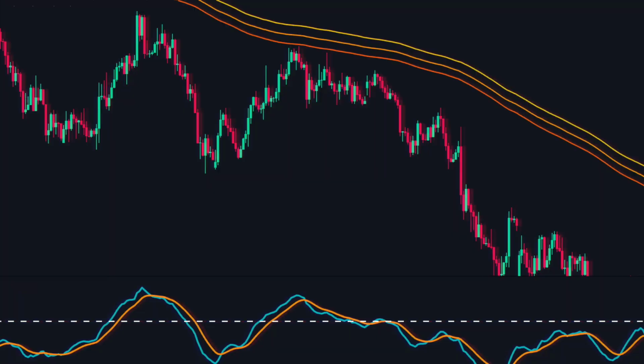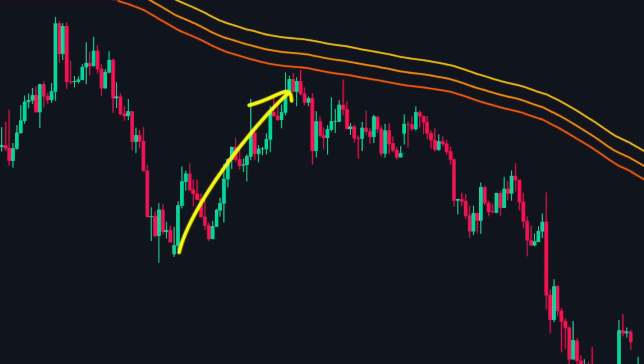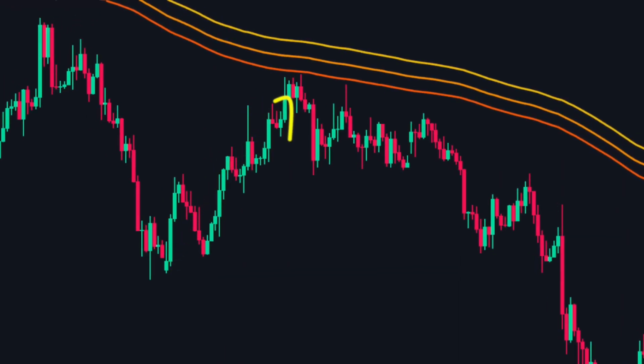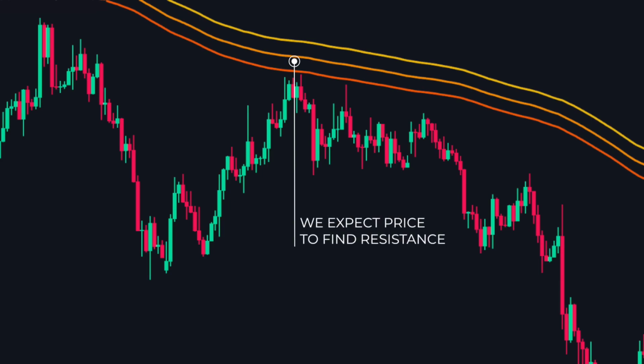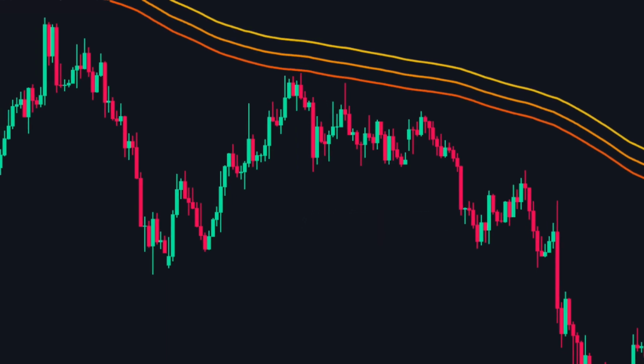Here is a sell trade. We see that the price was consistently trading below the EMA bands and the bands were sloped downwards. This is a sign that the price was in a strong downtrend. Then, the price pulls back to the bands. We expect the price to find resistance at these bands and move lower.